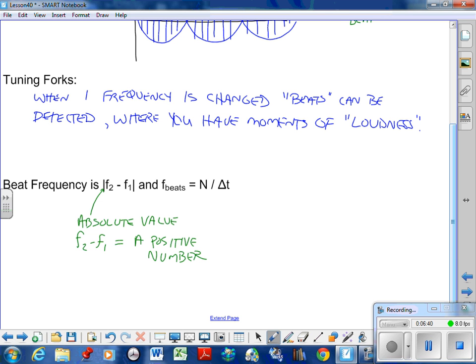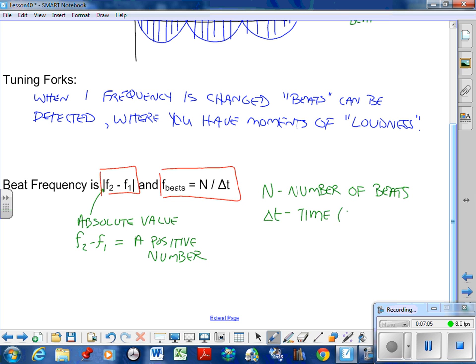And the formula then for beats is as shown here. Okay, so there is a formula, actually two formulas, that you want included on your study sheet. N is the number of beats you detect, and your delta T, of course, is your time in seconds. So how many beats you heard in what amount of time.